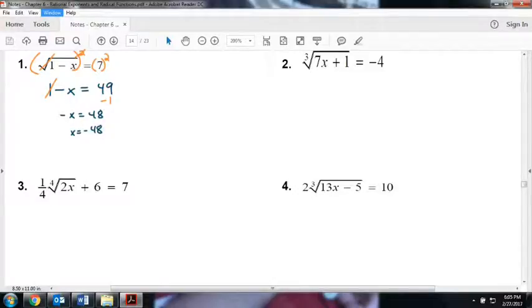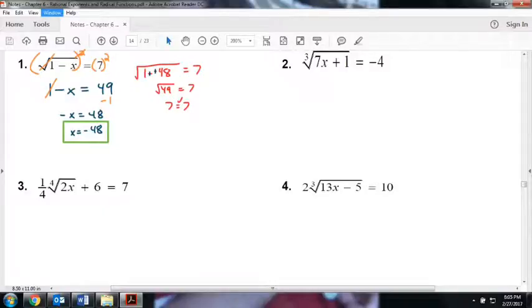Easy peasy chicken greasy. Now the one thing you have to do with radicals, because of what they are, is that every so often you get an answer that does not work. You always have to check your solutions. So to check, I'm going to write in 1 minus negative 48 and see if that does indeed equal 7. That turns into 1 plus 48, so that's the square root of 49, which equals 7. 7 equals 7. That's true, so this really is a solution.